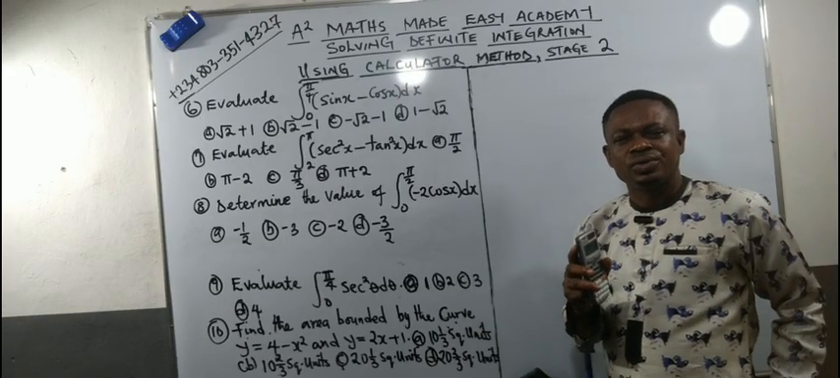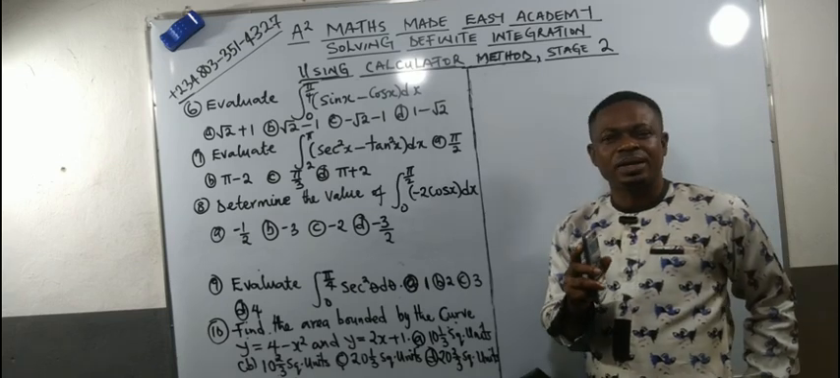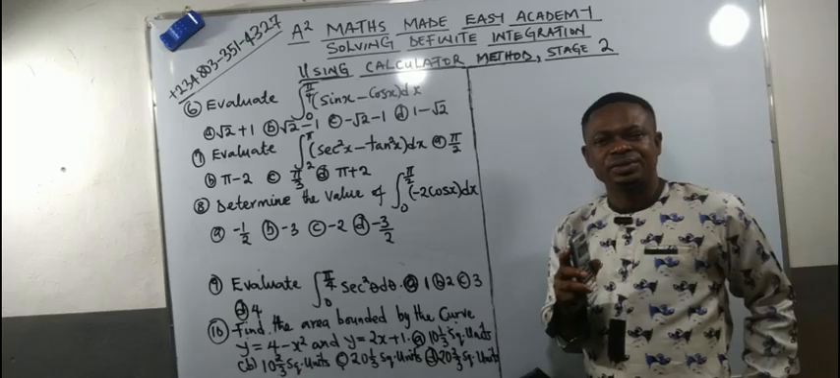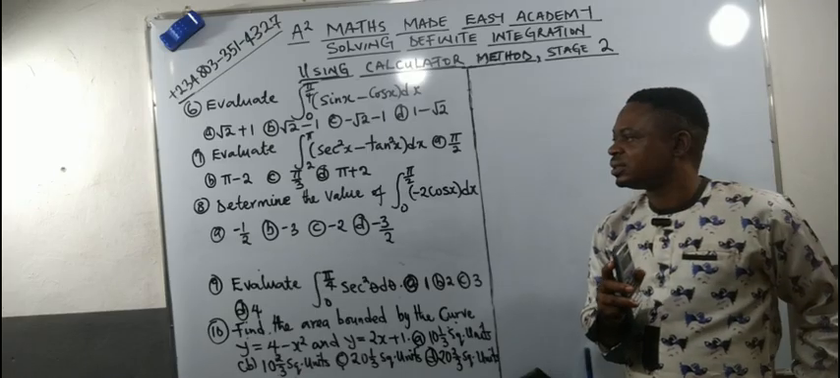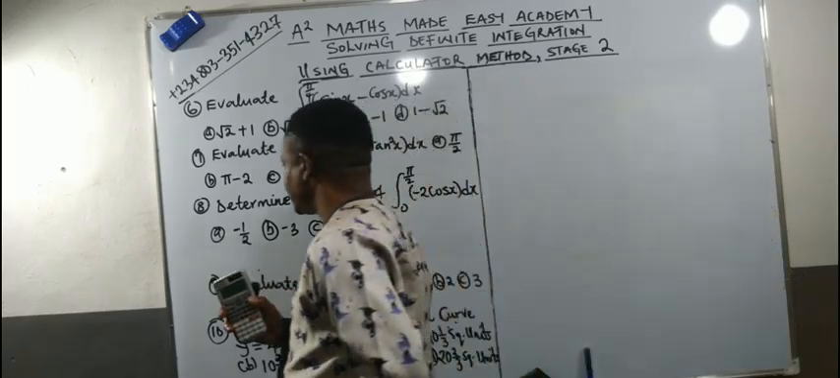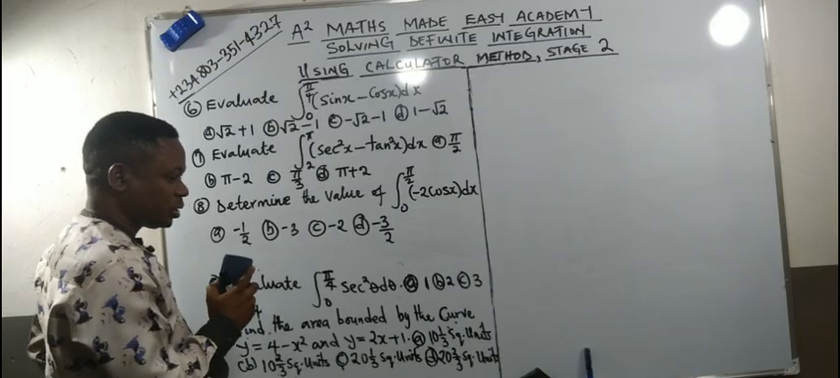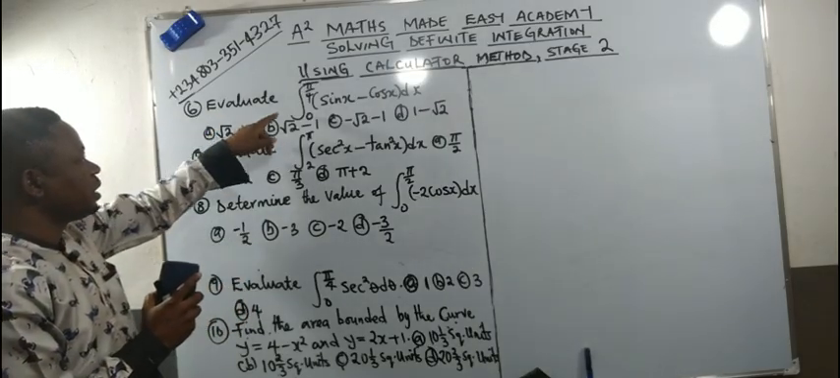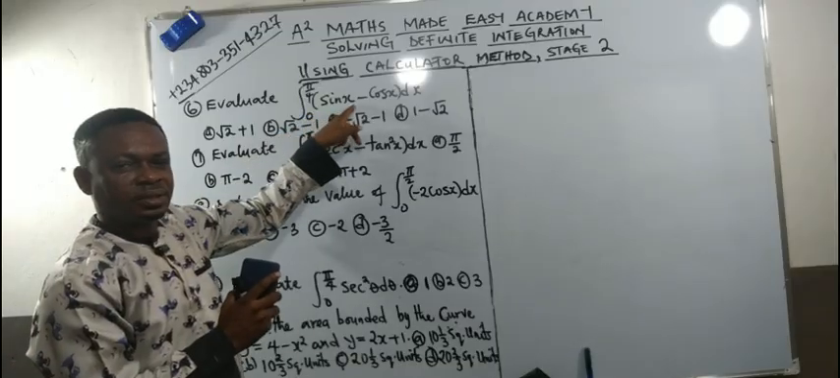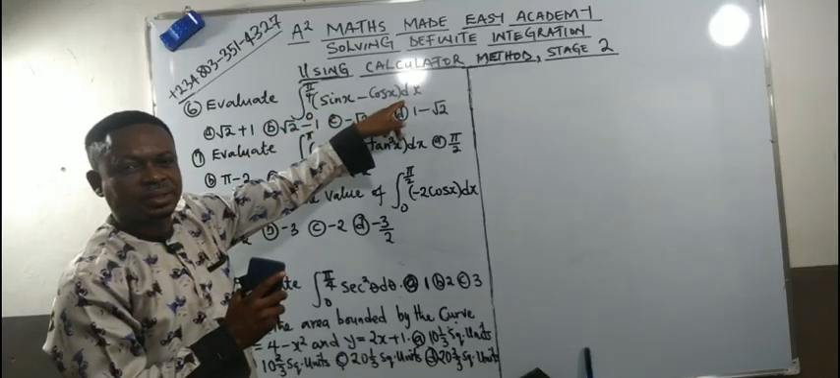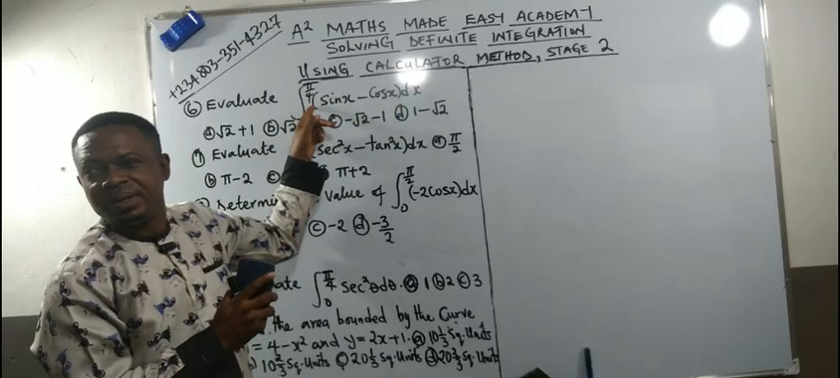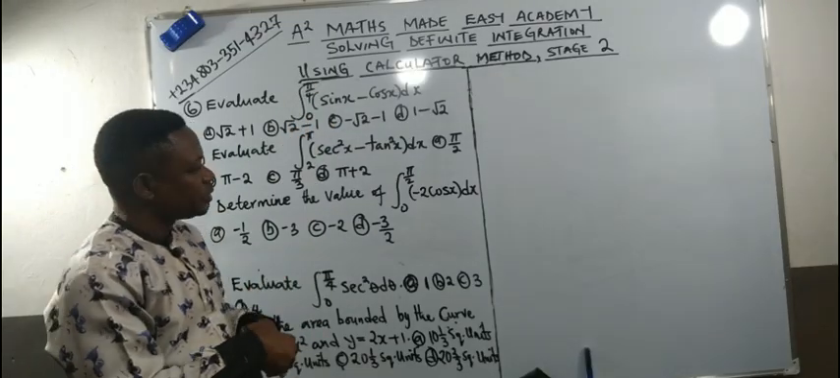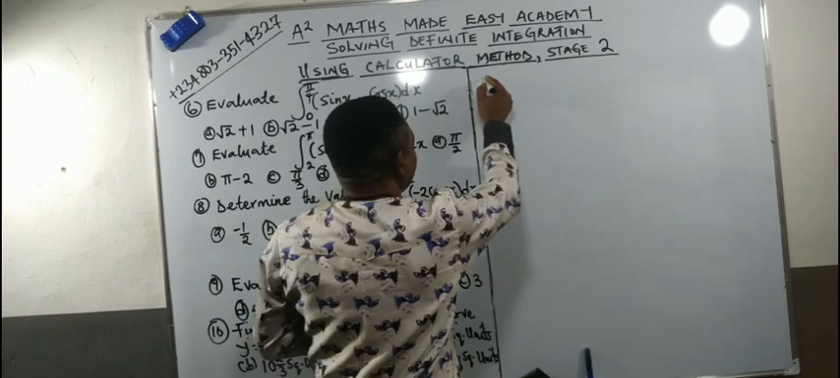Now, we are going to look at question number 6. Pay attention, and you must understand. What is question number 6? The question says we should evaluate the integral of sine x minus cos x dx, bounded by upper limit pi over 4 and lower limit 0. Can we now write the question out and evaluate?